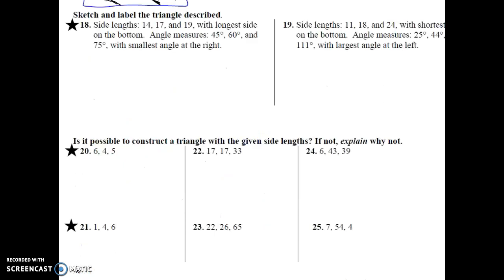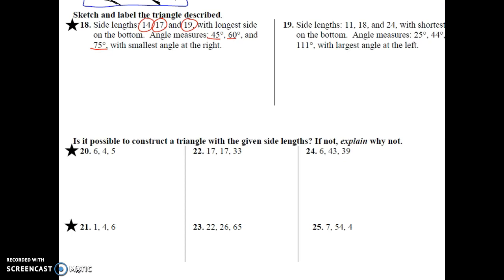For question number 18 and 19, we will be drawing a triangle. And when we're doing this, everybody gets to draw their own triangle, but surprisingly, they all end up looking very similar, because everything has to be opposite the right sides and angles. So it says the side lengths are 14, 17, and 19, with the longest side on the bottom. The angle measures are 45, 60, and 75, with the smallest angle at the right.